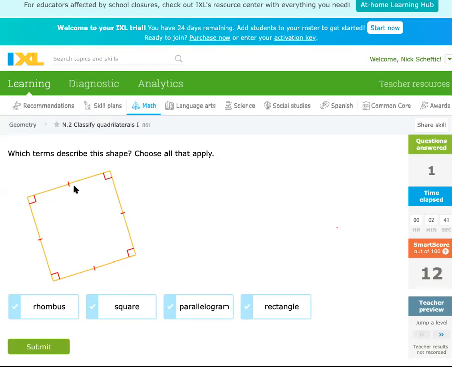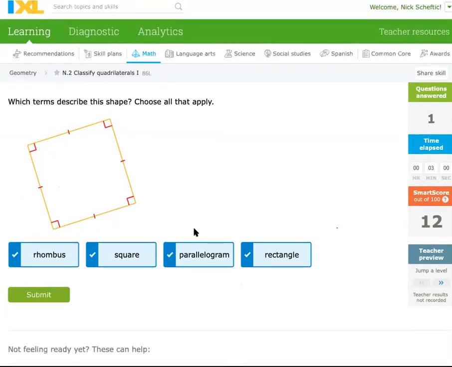Let's look at this next one. All four corners are 90 degrees, they're right angles. So that's going to give me a rectangle. It's going to be a square, because all four sides are congruent. It's going to be a rhombus, and it's also a parallelogram. So this one's actually going to fulfill all four.